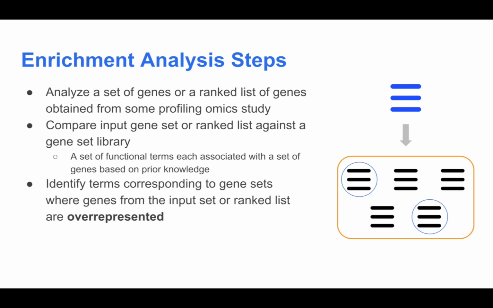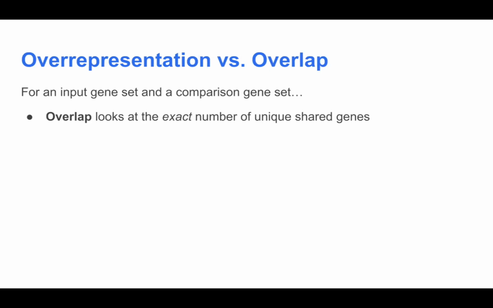The final step would be viewing your results so that you can identify the terms that correspond to gene sets where genes from your input set or ranked list are overrepresented. And you'll notice that I use the term overrepresentation or overrepresented and not overlap, and that's because there is a key difference between the two terms.